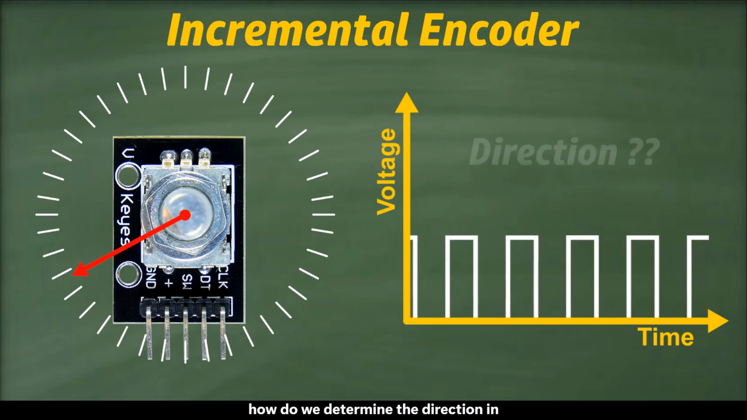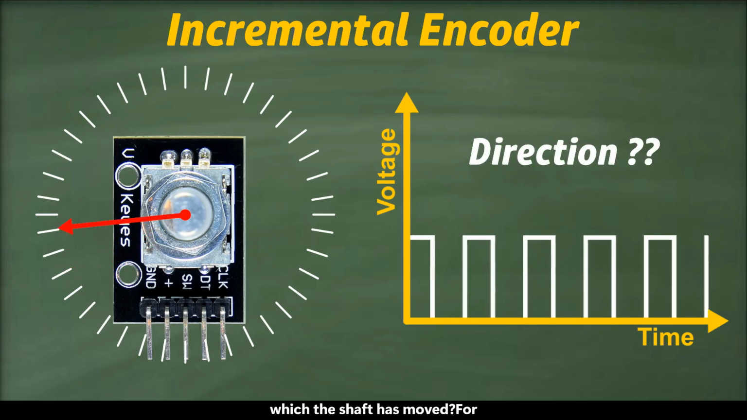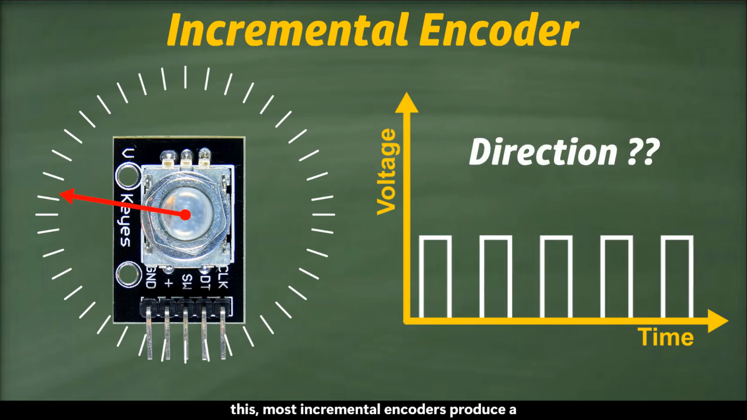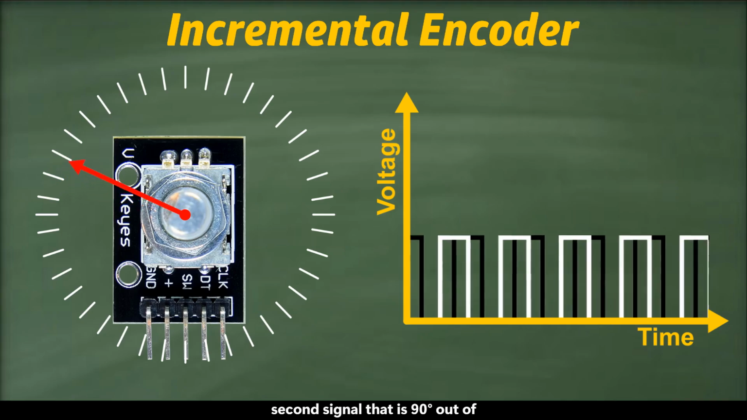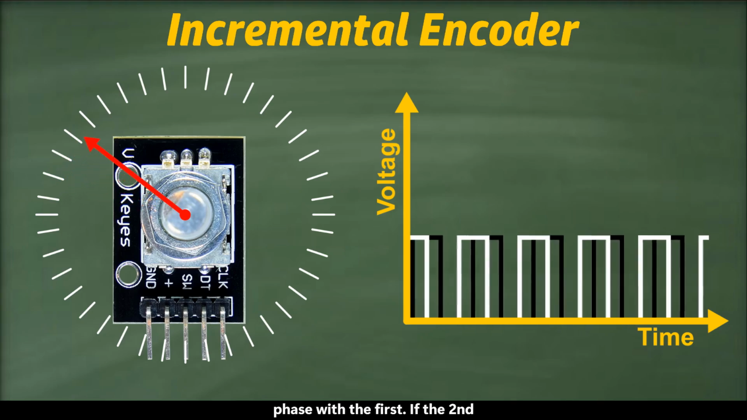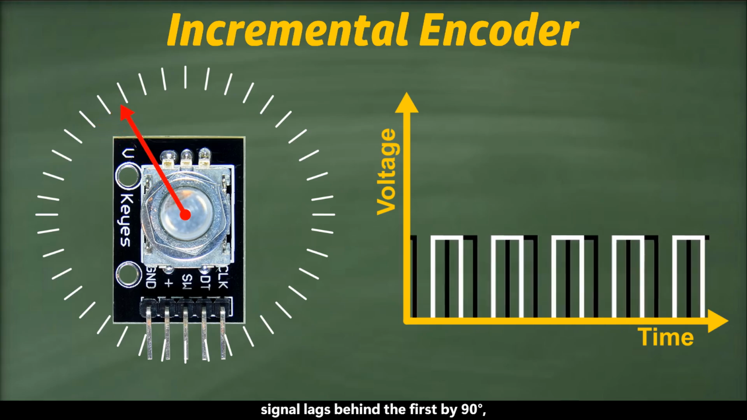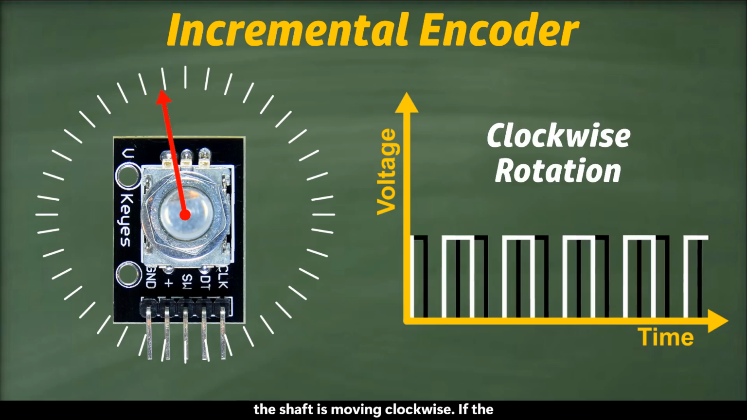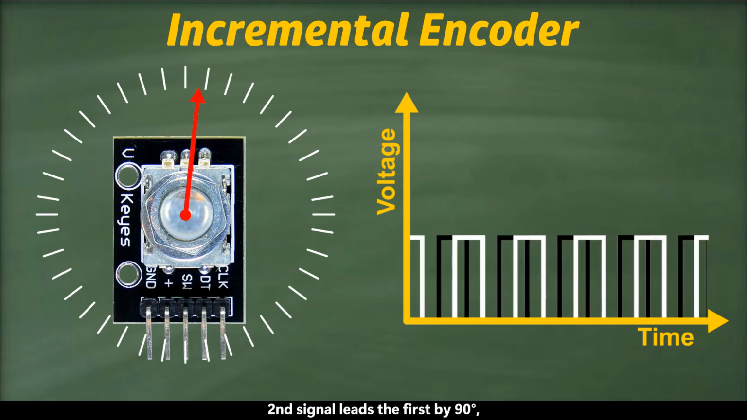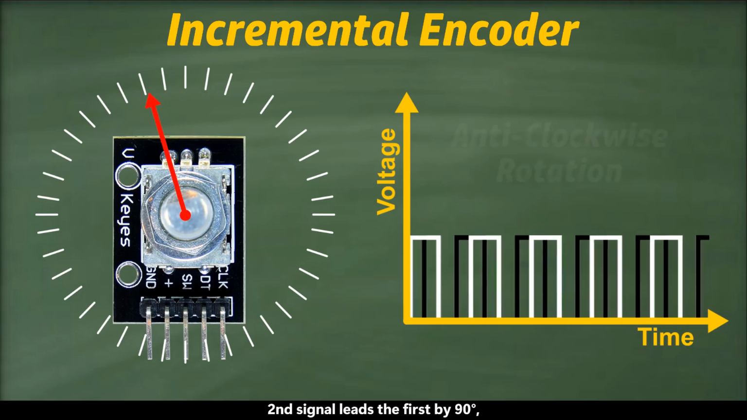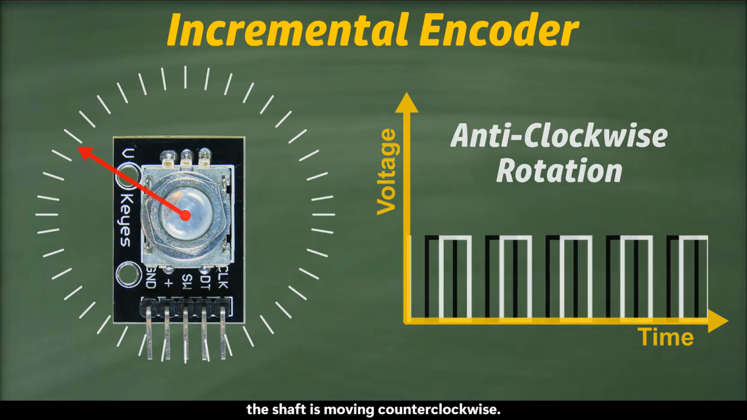But how do we determine the direction in which the shaft has moved? For this, most incremental encoders produce a second signal that is 90 degrees out of phase with the first. If the second signal lags behind the first by 90 degrees, the shaft is moving clockwise. If the second signal leads the first by 90 degrees, the shaft is moving counterclockwise.